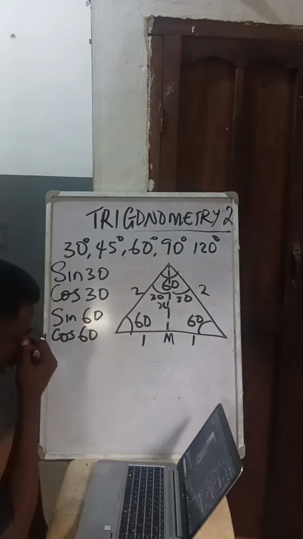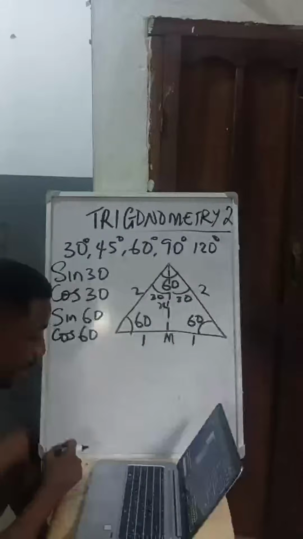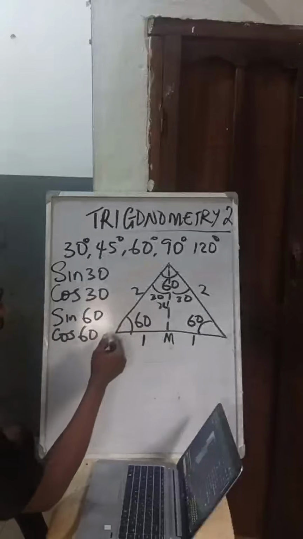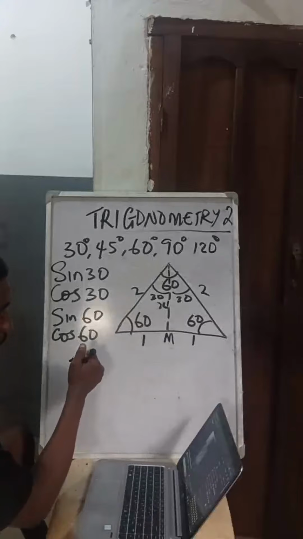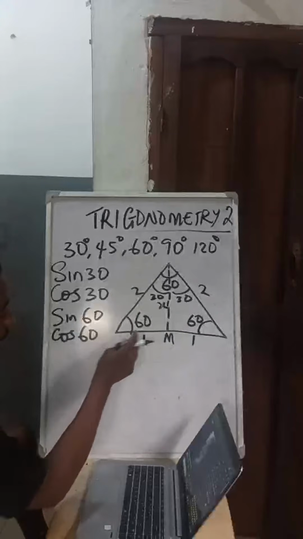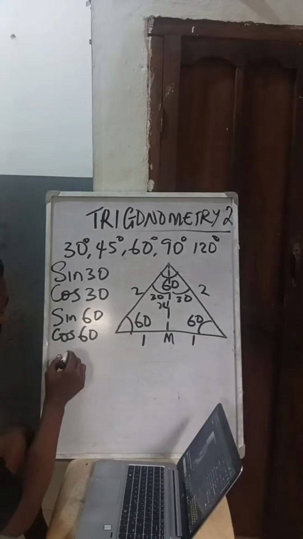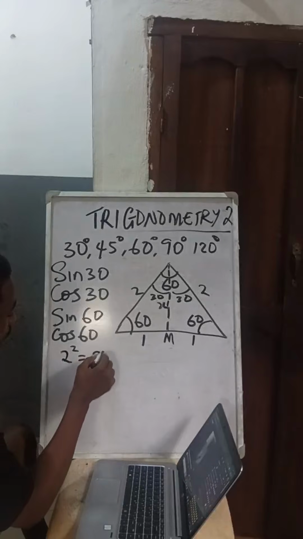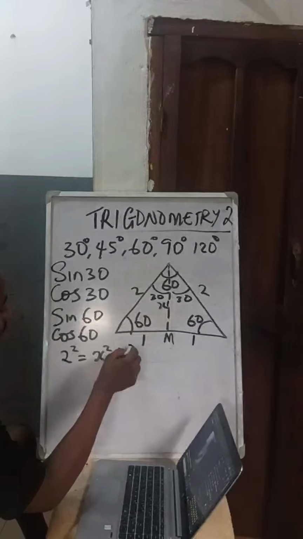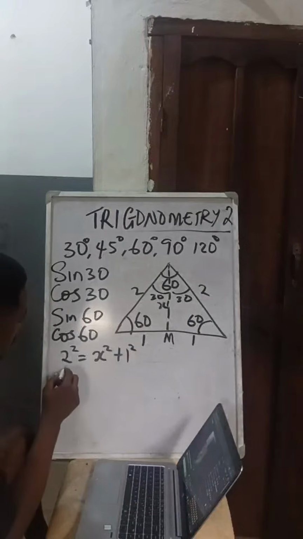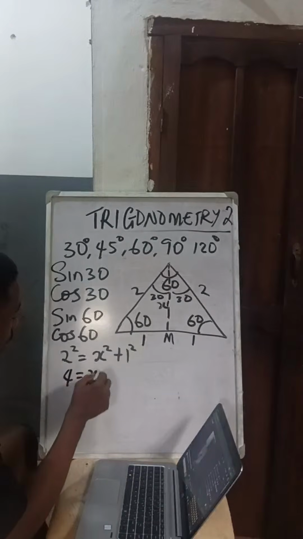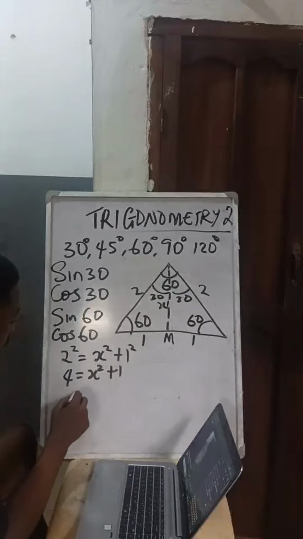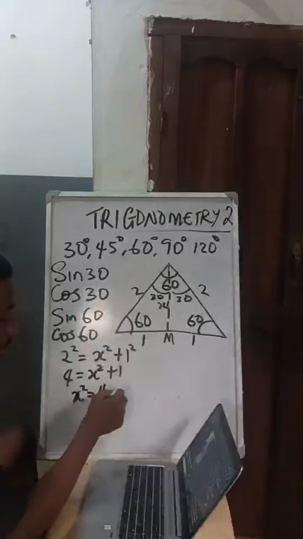So how do we find x? By applying Pythagoras theorem. So we can quickly say opposite is x. Okay? Hypotenuse is 2. Adjacent is 1. Or we quickly say Pythagoras theorem, hypotenuse squared is equal to x squared plus 1 squared. Okay? So that 2 squared is 4 equal to x squared plus 1. We make x the subject of formula by saying x squared is equal to 4 minus 1.